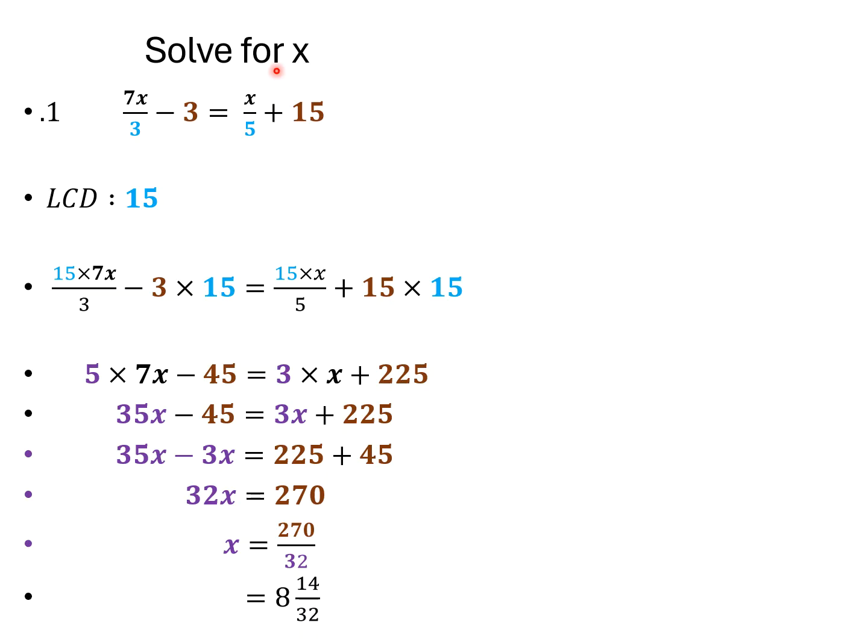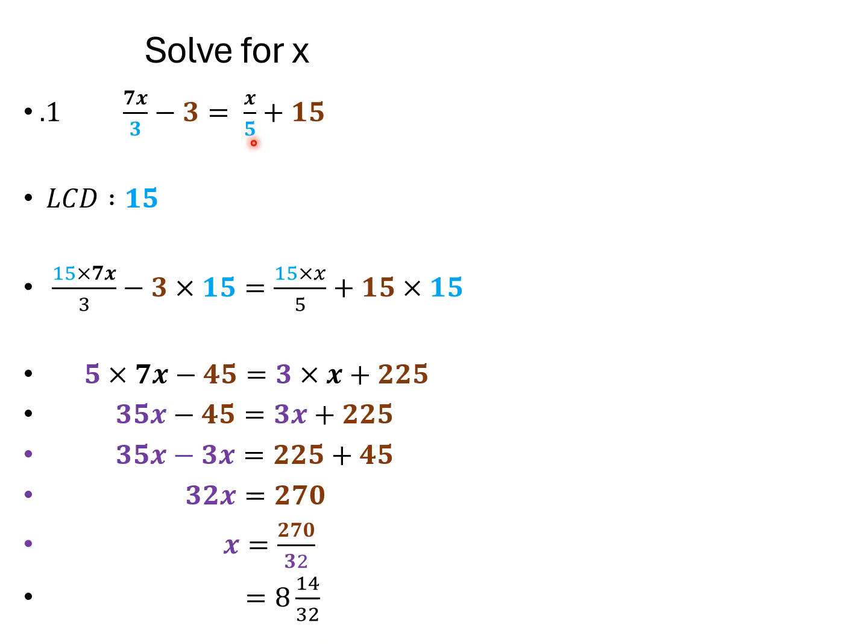So solve for x. You're given 7x over 3 minus 3 equals x over 5 plus 15. So see, for the denominator, I only have one term, 3 and 5. Right, so to solve, I need to get to x. So I need to get rid of the denominator. So lowest common denominator, LCD.